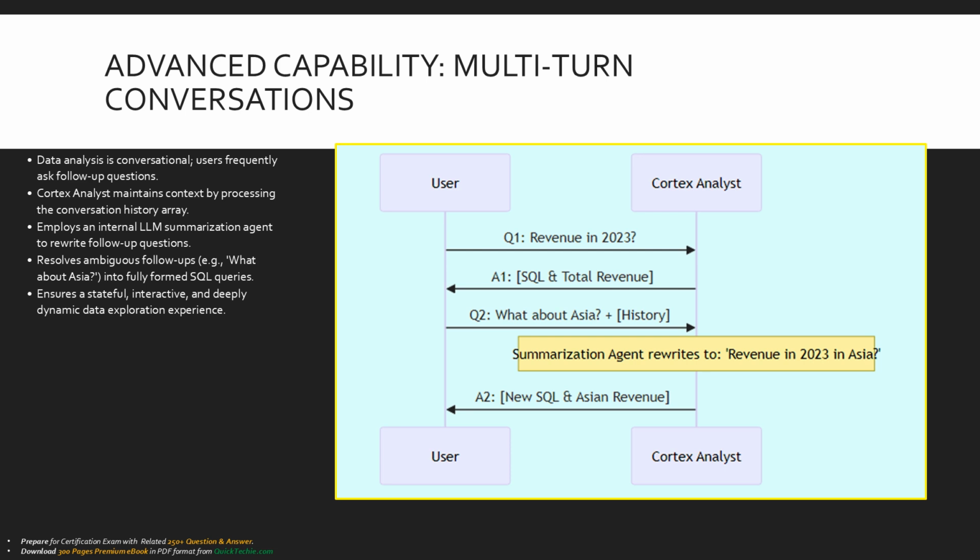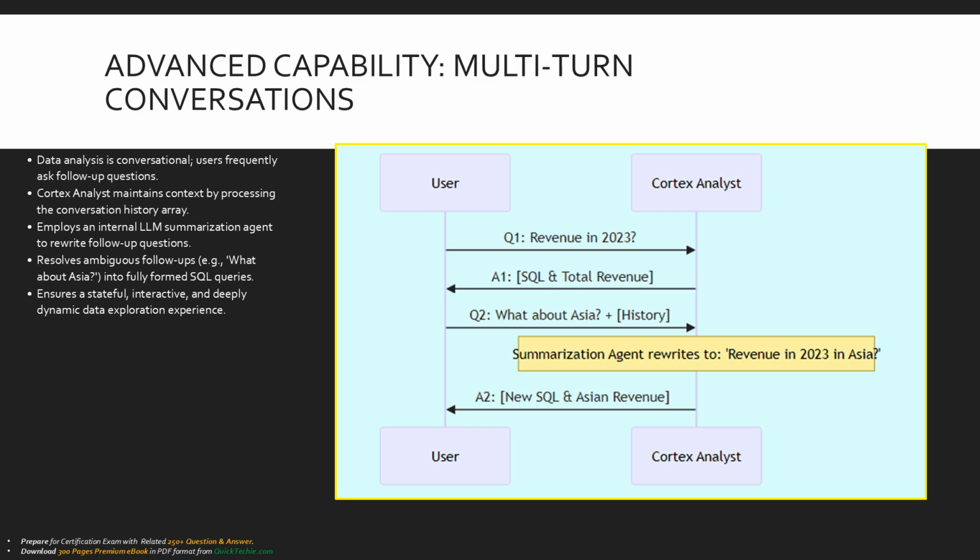When your client application makes a request to the Cortex Analyst REST API, it doesn't just send the new question. It passes in the entire conversation history, an array of previous user questions and the assistant's previous text and SQL responses. Cortex Analyst uses an incredibly smart internal LLM summarization agent to understand this context. It takes the vague follow-up question, rewrites it into a self-contained, fully resolved query using the history, and then generates the brand new SQL. This creates a deeply interactive, dynamic data exploration experience without ever forcing the user to awkwardly repeat their previous filtering criteria.